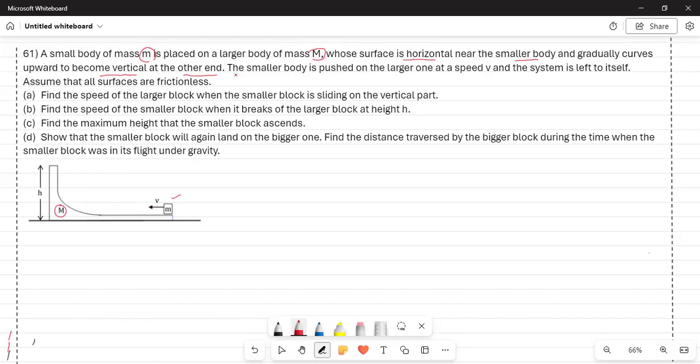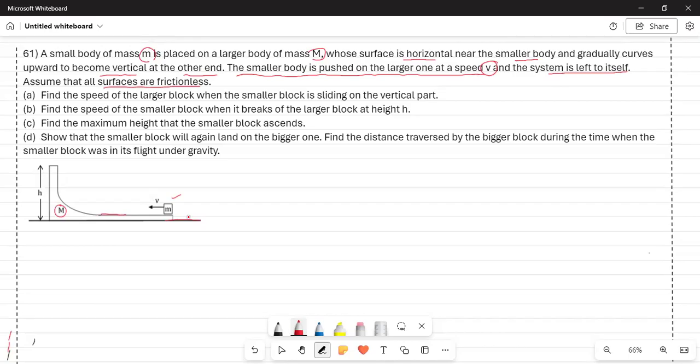Now, what is the job done? The smaller body is pushed on the larger one with a speed v, and the system is left to itself. That means the smaller body is pushed with a velocity v, and the system is left. Assume all surfaces are frictionless. That means this surface is also frictionless, and this surface is also frictionless.